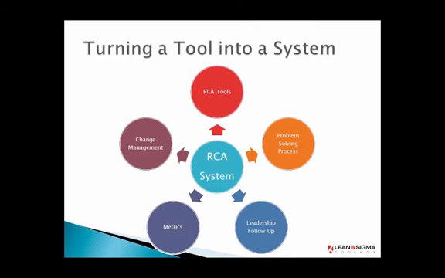Metrics. Having metrics in place that actually measure inputs and outputs. Without that, it's very difficult to do root cause problem solving. Leadership follow-up. If we don't have leaders following up on root cause analysis, helping train and mentor our people, we don't really have a system. And finally, change management. So this isn't everything that could comprise a system, but these are additional elements to get you thinking about, okay, we've trained our people, we have some root cause analysis tools, but have we really put the support structure in place around those?